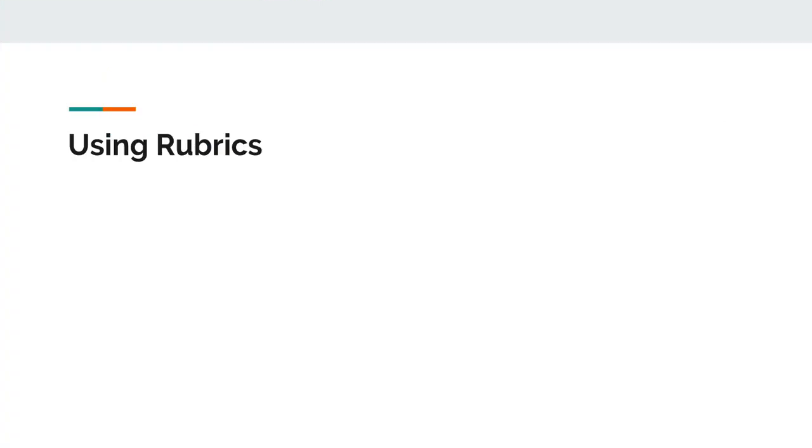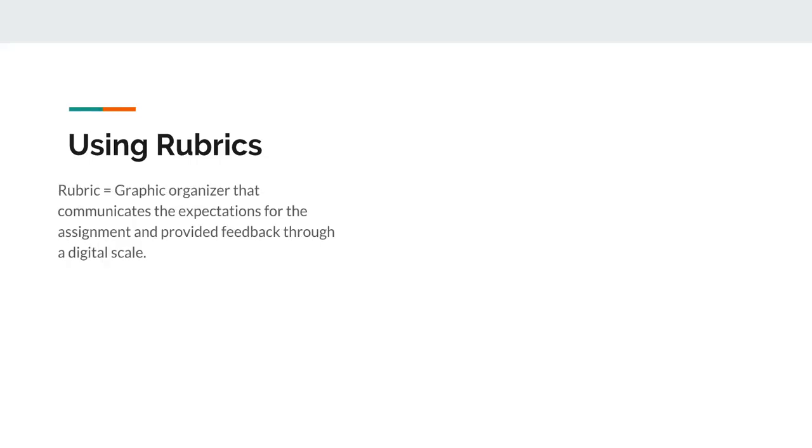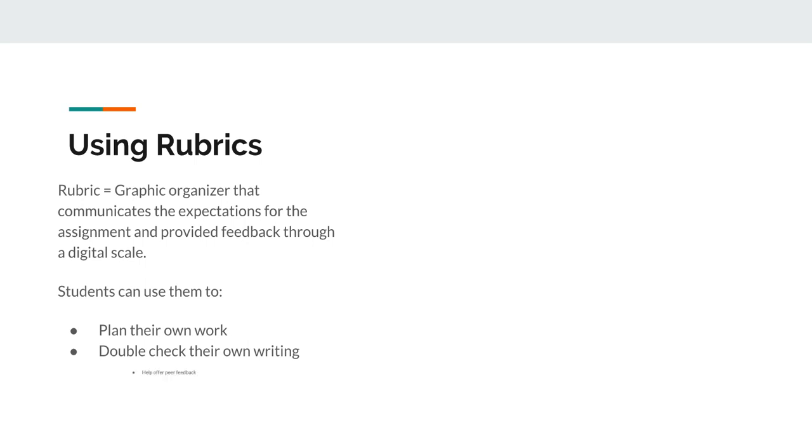Once we know what these traits look like, we can use rubrics to assess our accomplishments in these areas. And rubrics are a graphic organizer that communicates the expectations for an assignment and gives a way for feedback through a digital or numerical scale. Students can use them to plan their own work because you have the rubric ahead of time, so you know what your teacher is expecting. You can use it to double check your own writing by assessing how well you believe you've met these requirements.